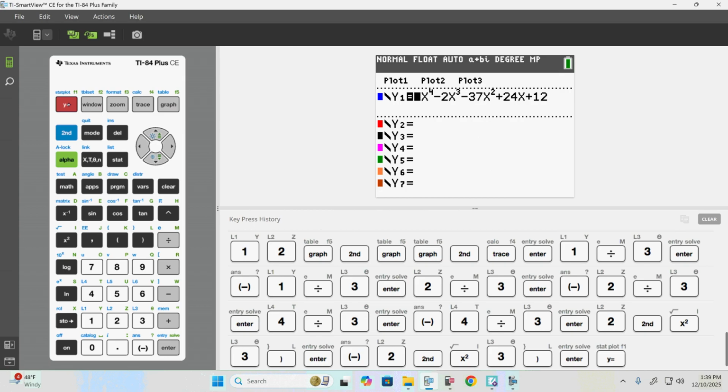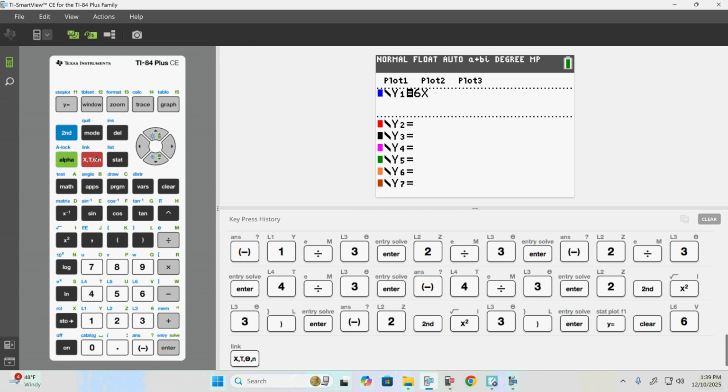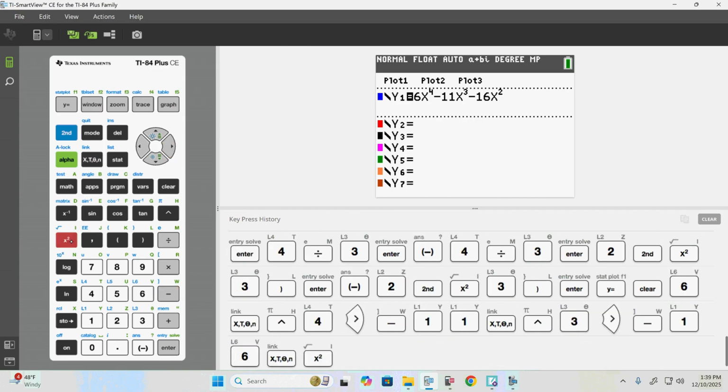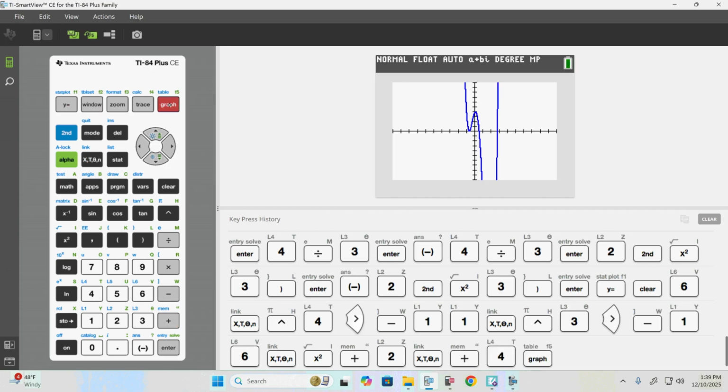All right, guys, focus in here. So we have 6x to the fourth minus 11x cubed minus 16x squared plus 2x plus 4. So we want to type the entire equation in and then hit graph.